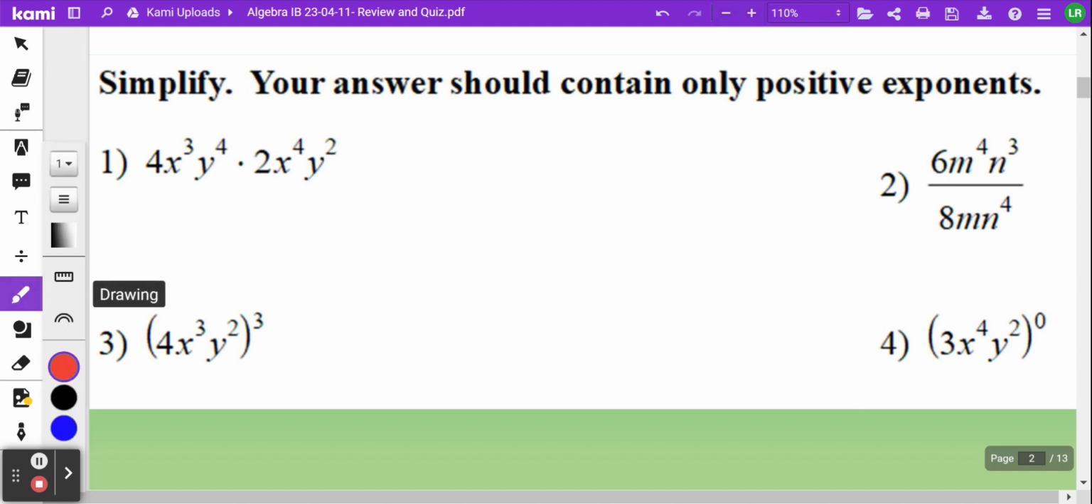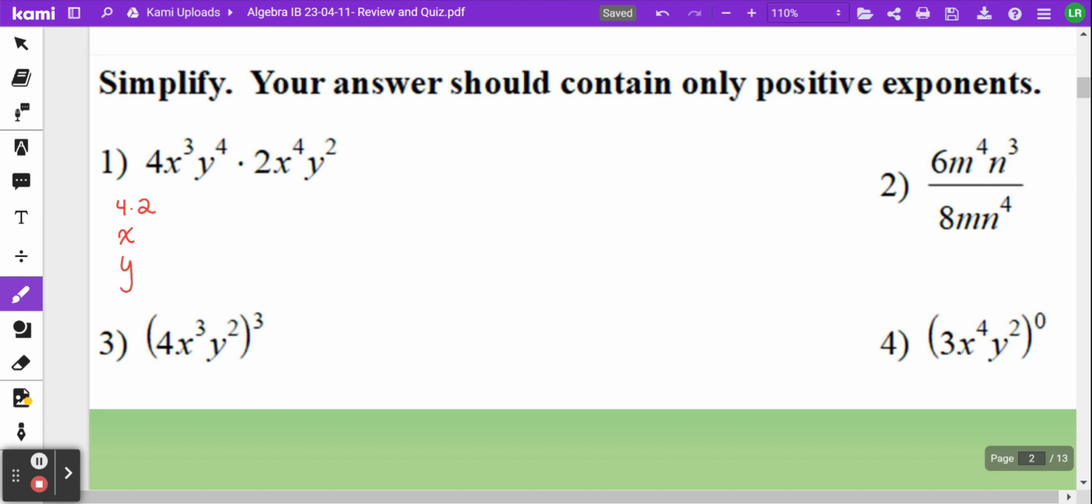All right, these are our exponent rules. So this first one is multiplication. Remember the regular numbers, the base numbers, the 4 and the 2, those are being multiplied together. And then we need to remember with the x's and y's, when we multiply, we are adding exponents. So start off, 4 times 2 is 8. For the x's, we're going to add their 2 exponents, 3 and 4. So 3 plus 4 is going to be x to the 7th power. And then for the y's, we have a 4 and a 2. So 4 plus 2 is y to the 6th power.